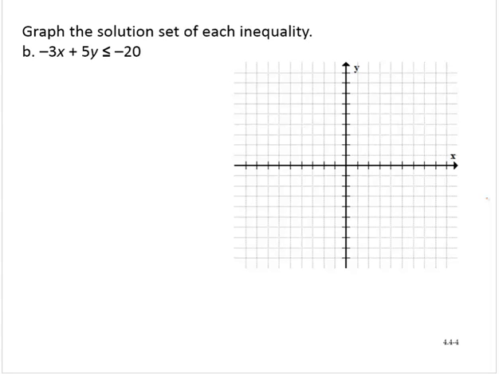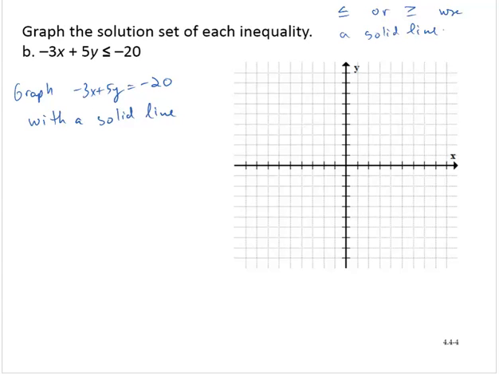Graph the solution set of the inequality negative 3x plus 5y is less than or equal to negative 20. So the first thing I'm going to do is graph negative 3x plus 5y equals negative 20 with a solid line. Why a solid line? Well, it's the convention. If we have a less than or equal to or a greater than or equal to, we will use a solid line.